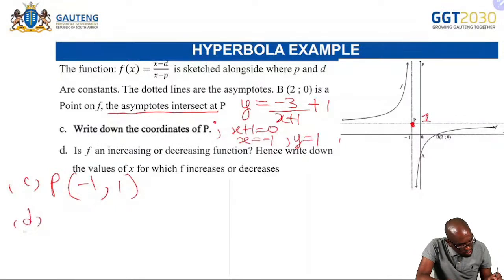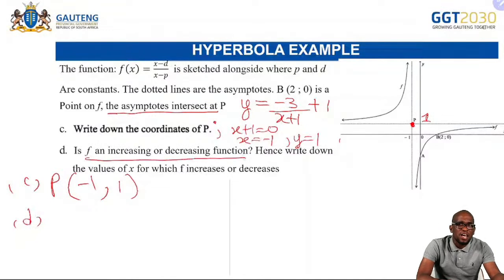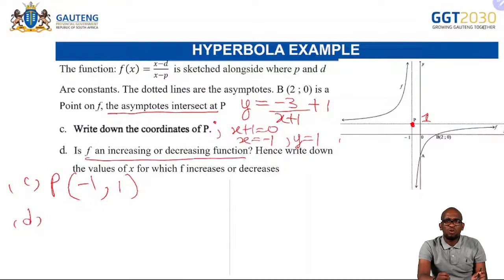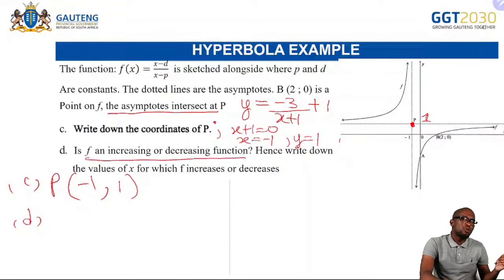Now, part D, they say, is f an increasing or a decreasing function? Normally, when I want to look at the increasing and decreasing nature of a function, I make use of a toy locomotive or a toy car. I'm going to be moving this toy car from left to right on my function. If the toy car is moving uphill, I'm saying the function is increasing, but if it is moving downhill, then the function is decreasing.